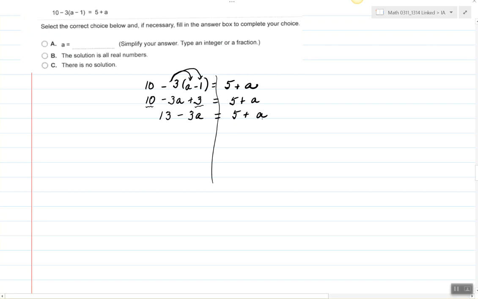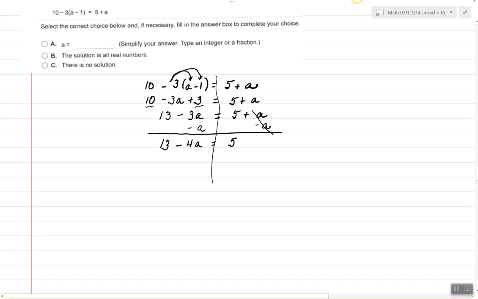I'm going to choose to eliminate this a that's on the right, so I'm going to do that by subtracting a from both sides. I'm going to bring down my 13. Negative 3a and negative 1a is negative 4a. Equal sign, 5, and those were inverses. That's why we studied that idea of inverses.